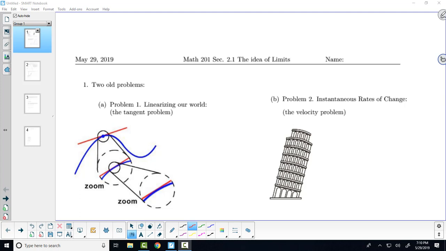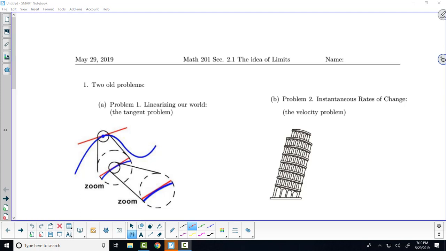But they do start off as two simple questions, and one way to look at it, I've listed them as old problems. They're questions people kind of thought about for a lot of years until calculus was formally developed. So the first one is the linearization problem, or I'm going to always call that the tangent problem.